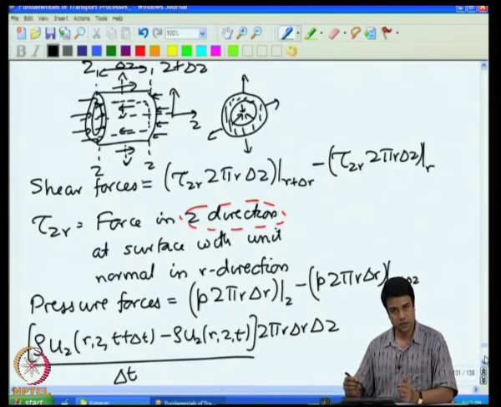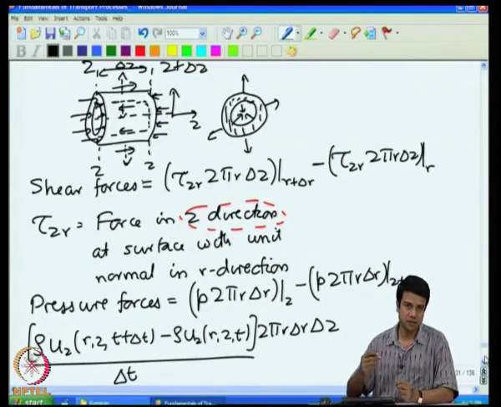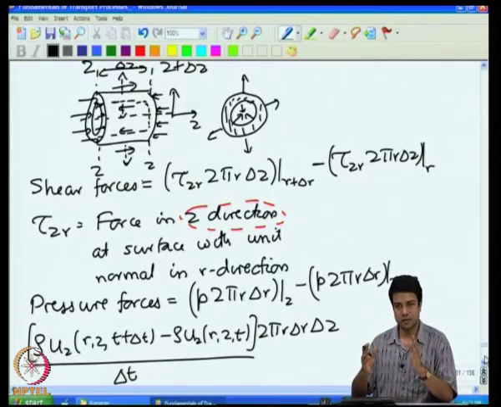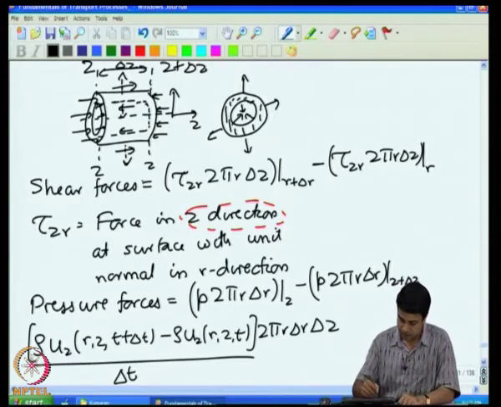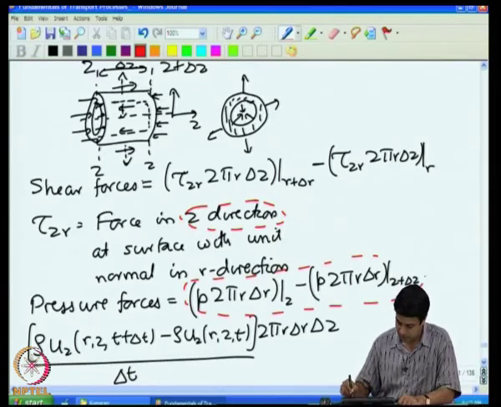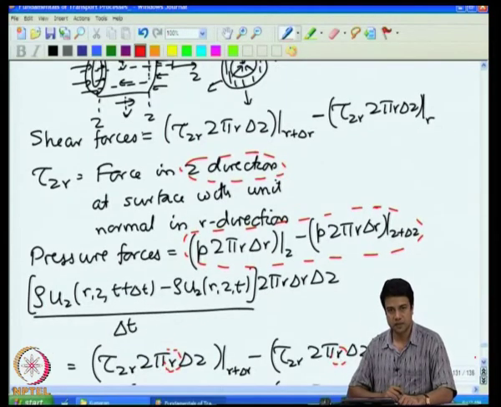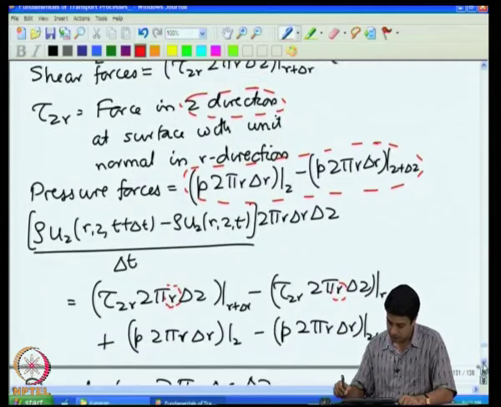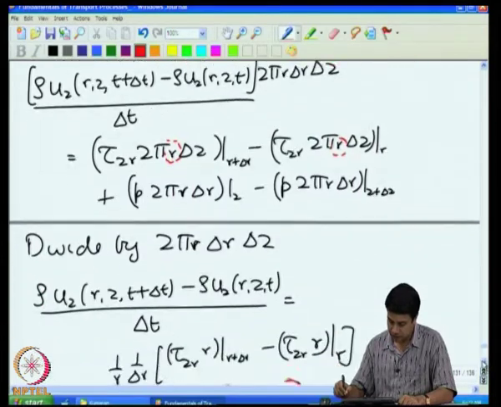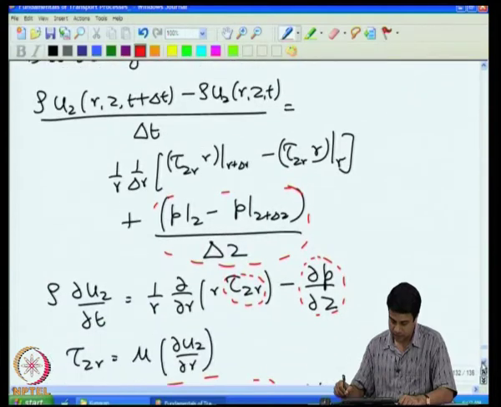Therefore, in addition to shear stresses due to the velocity gradients acting on the cylindrical surfaces, both the outer cylindrical surface as well as the inner cylindrical surface, you also have a difference in pressure between the two axial locations. And that difference in pressure results in a net pressure force acting on this differential volume. So, this also has to be included into the momentum balance equation. So, we had written the momentum balance equation and then got the differential form of this momentum balance equation.